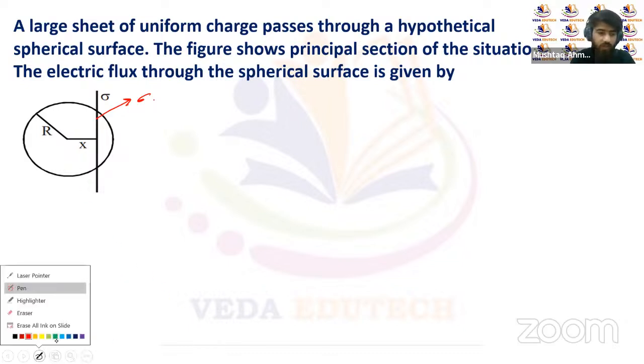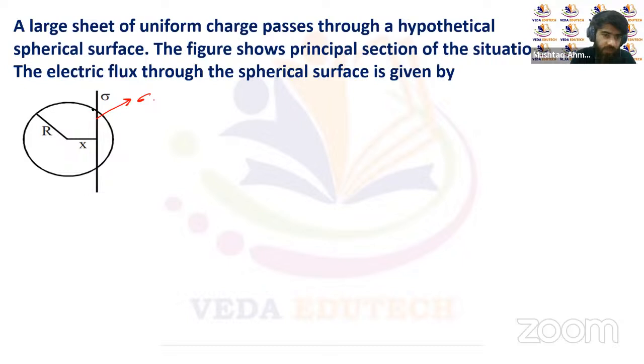Now, the radius of that circular portion which is present inside the sphere, let's suppose it is from here to here. Let's suppose that's y. Y is the radius of the circular portion of the sheet which is present inside the sphere. So we have to calculate the total flux.